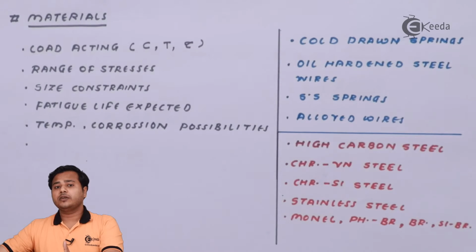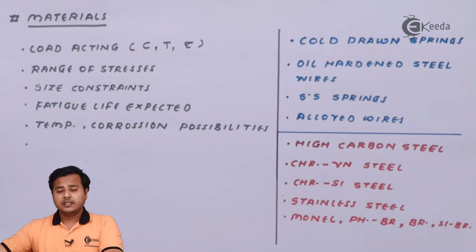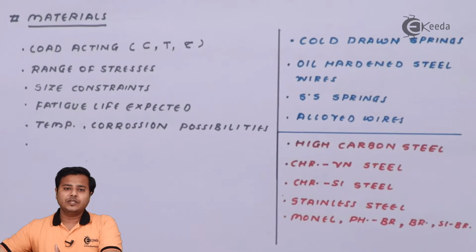I'm not talking about the names of materials, but different types of materials, where the material can be cold drawn springs. Cold drawn springs are generally used where the orientation of crystals is changed so as to suit the requirement of the given conditions. Then oil hardened steel wires. Now we know that these springs are made up of wires, steel wires which may undergo oil hardening so as to suit the given environment.